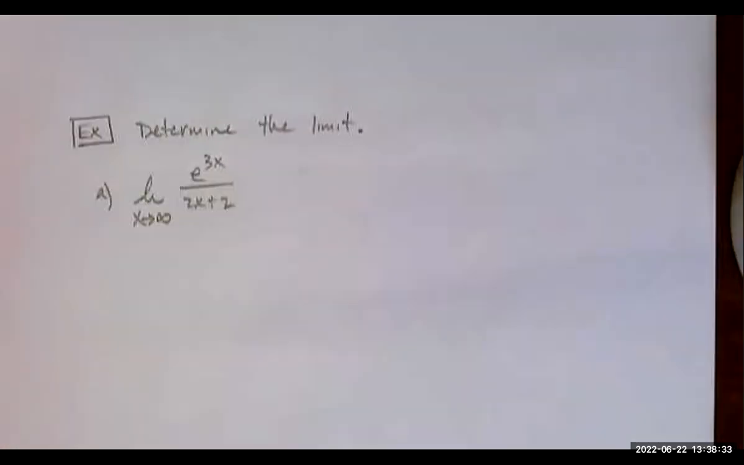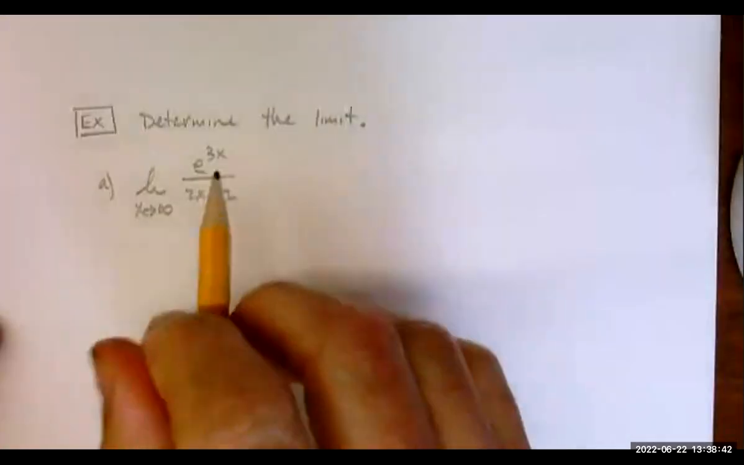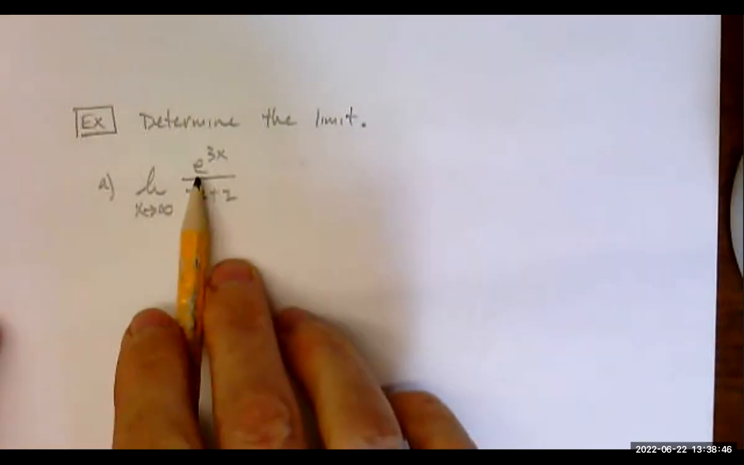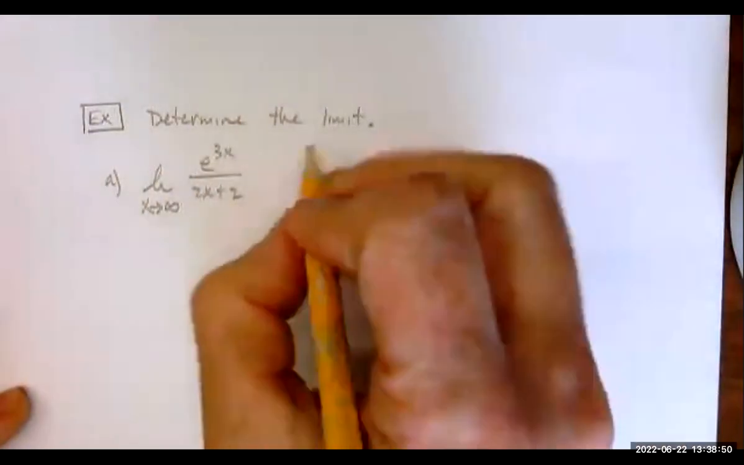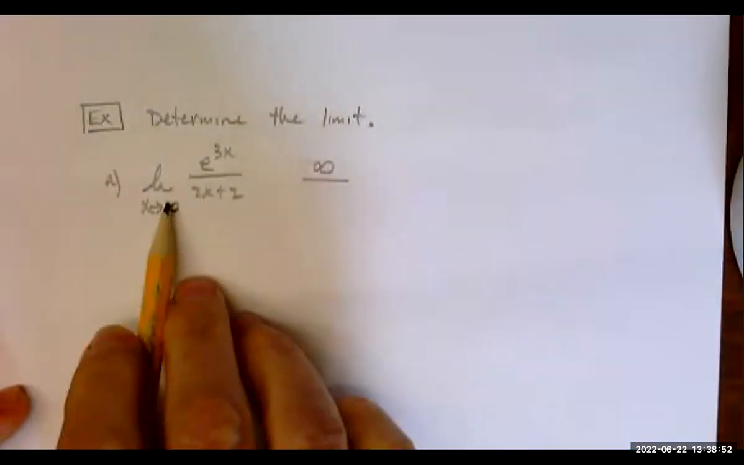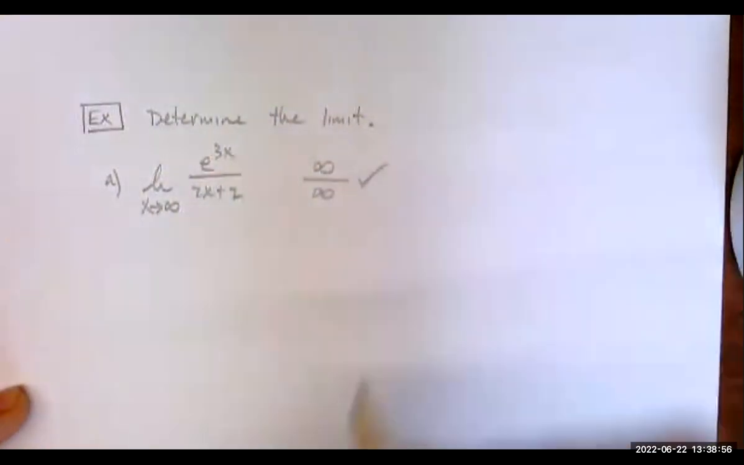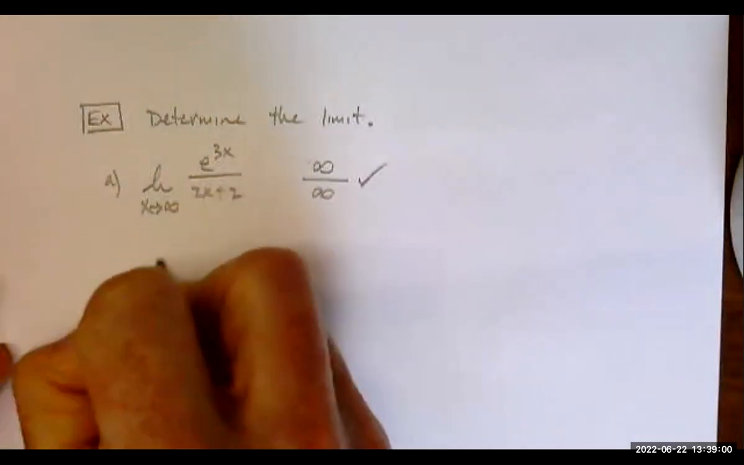Okay, first thing we want to do is make sure that this is an indeterminate form. We talked about this at the very beginning, one of the first slides. So as x approaches infinity, if x is getting bigger and bigger, then our numerator is going to infinity. As x is getting bigger, the denominator is going to infinity. So yes, that is an indeterminate form. Check.